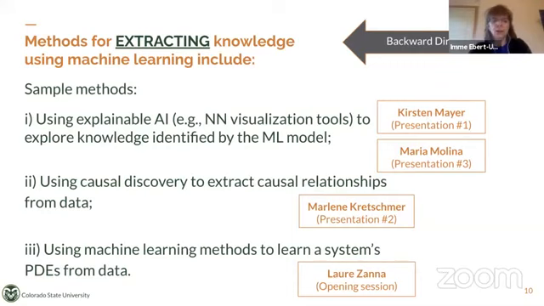Secondly, there's using causal discovery to extract causal relationships, and you will see Marlene Kretschmer talking about causal inference and causal discovery. And another example is using machine learning methods to learn a system's partial differential equations from data. And you saw Laura Zanner giving a great talk about this in the opening session.